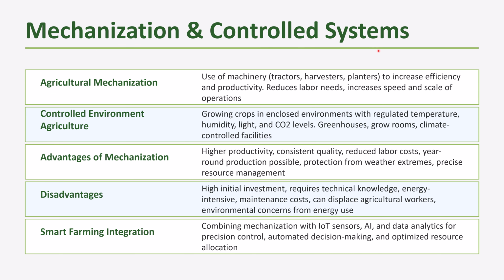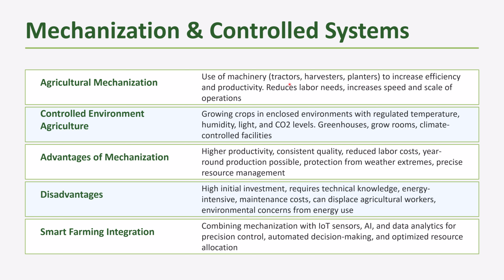Mechanization in controlled systems. These technologies allow us to break away from traditional environmental constraints and move toward industrial scale efficiency. First, let's look at the backbone of modern farming: agricultural mechanization. This involves using machinery like tractors, harvesters, and planters. This not only increases speed and the scale of operations but significantly reduces the need for manual labor.